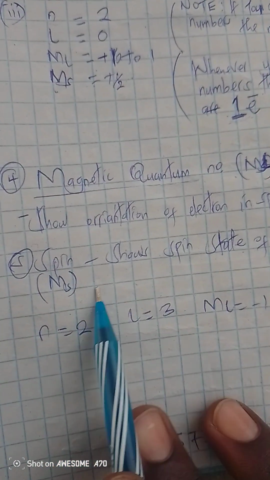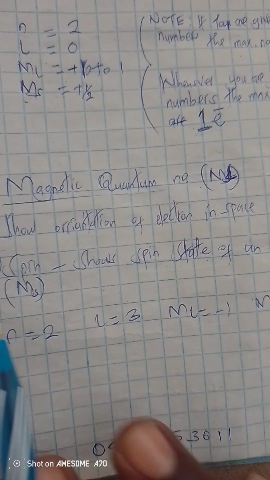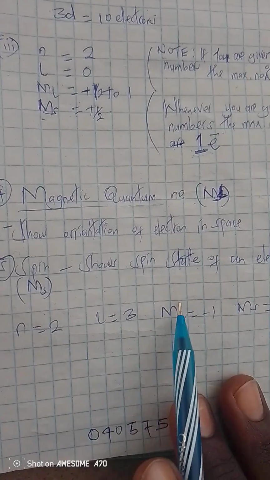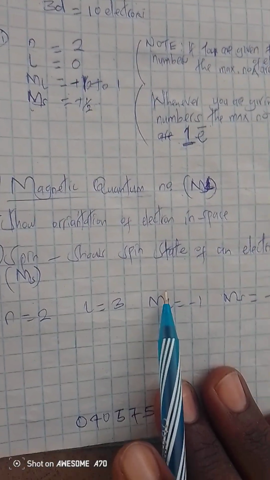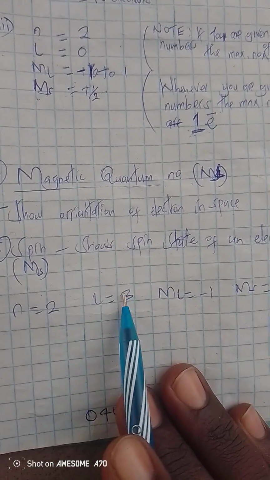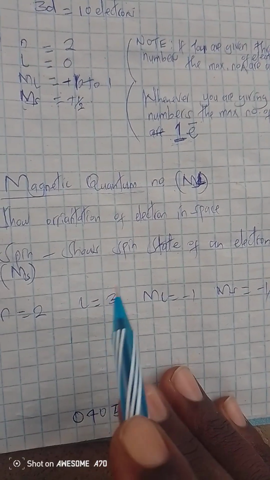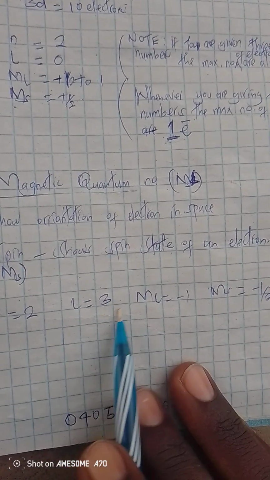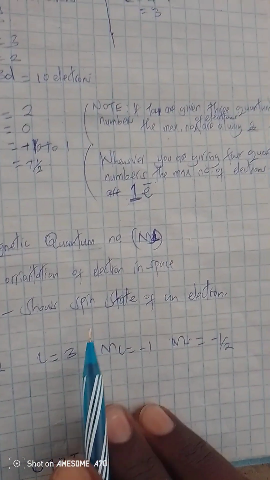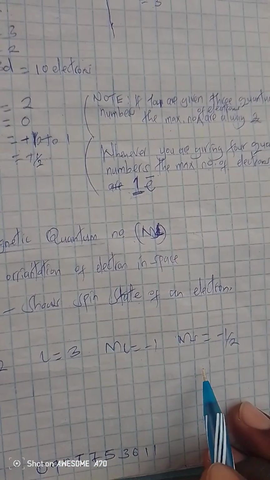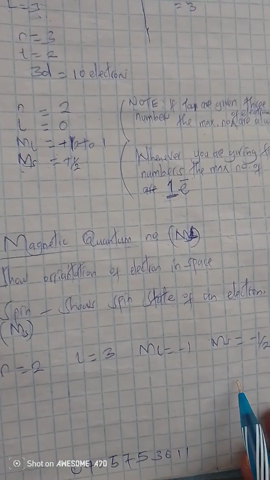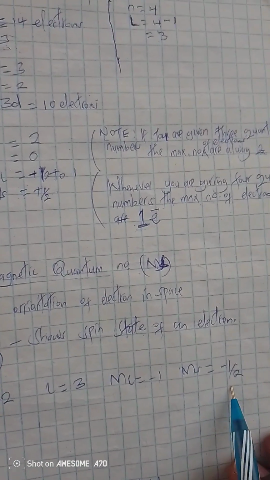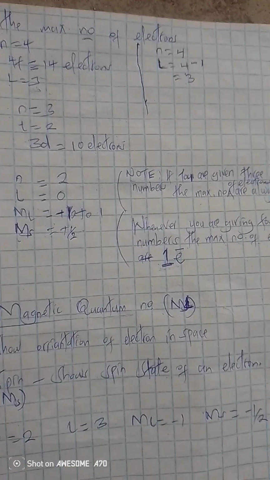Then we have spin, which was the last one. Spin always shows the state of an electron. How? When the electron has been spinned upwards, it will be positive a half, and when it has been spinned downward, the spin quantum number is going to be negative a half. I hope that is clear.